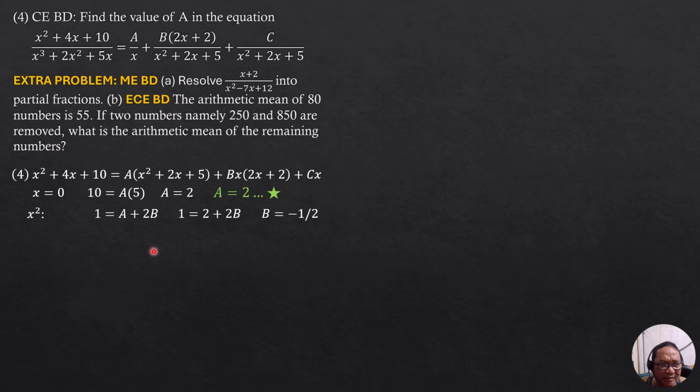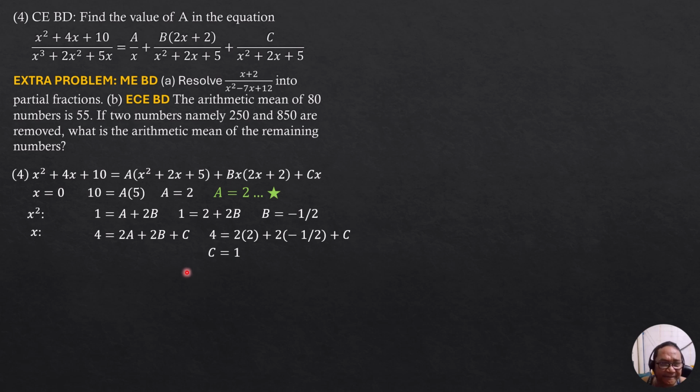Then we set coefficients of x: on the left side 4, and in the right side we have 2a plus 2b plus c. So a is 2, b is negative 1 half, negative 2 times negative 1 half is negative 1, then plus c. So that means c is 1. So c is 1. So that's it.